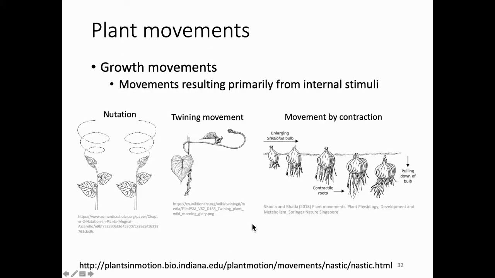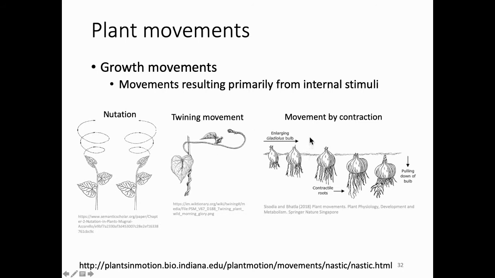The first one, the growth movement, is the movement resulting from internal stimuli. The first one is nutation. It's the movement in a spiral motion. It happens in seedlings that are growing to search for light. The second one, twining movement, is the movement of plants in order to find a vertical support for the plants to climb up.